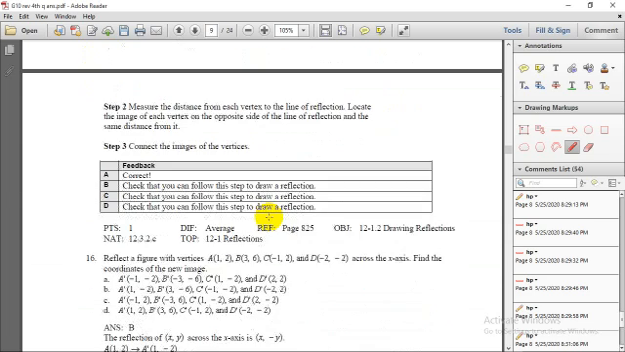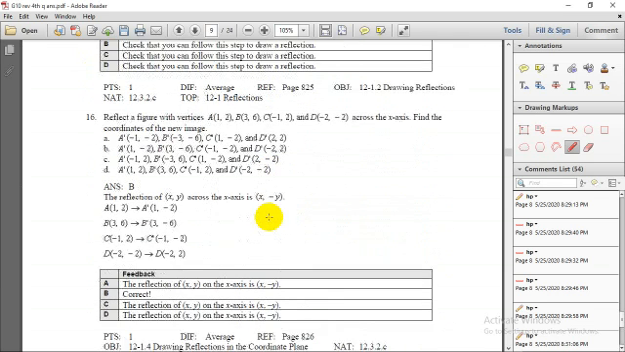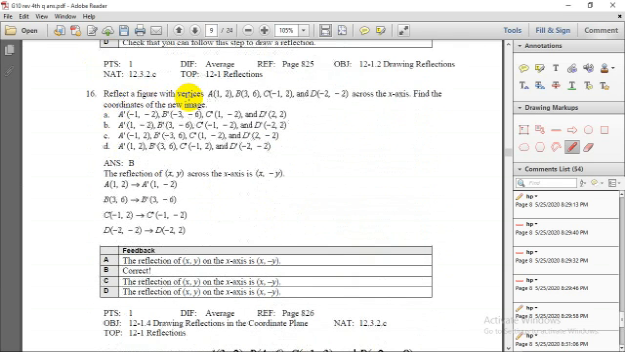Very good. Let's complete number 16. Reflect the figure with vertices A, B, C, and D across the x-axis. How are we going to do this? Do you remember the rule? What is the rule of reflection across the x-axis? Reflection across the x-axis means I will keep the x value and I will take the opposite of the y value. So (x, y) becomes (x, negative y).